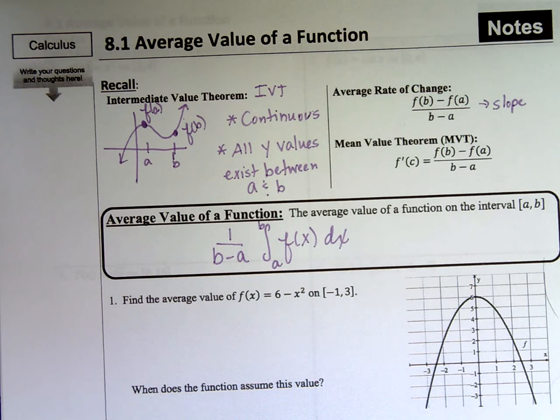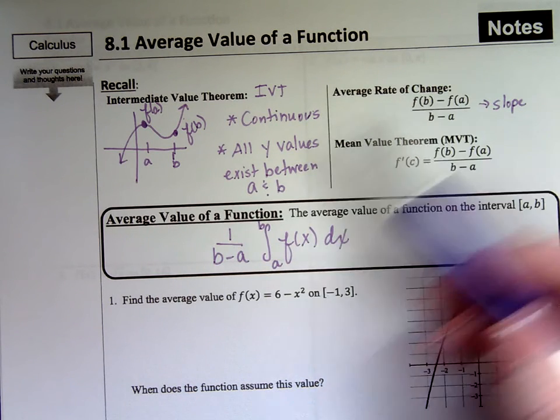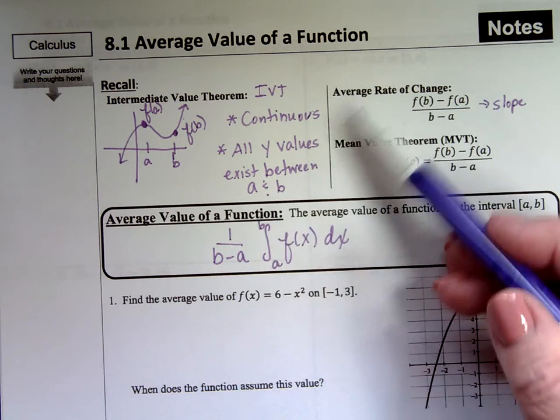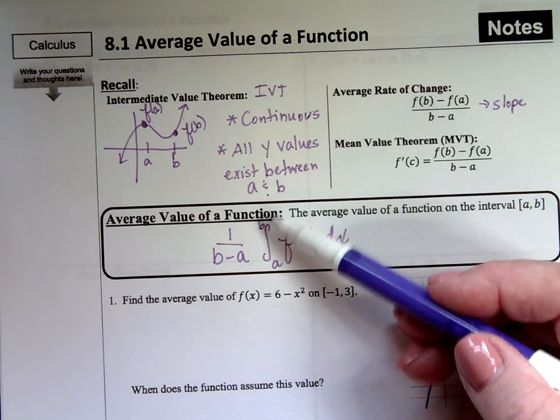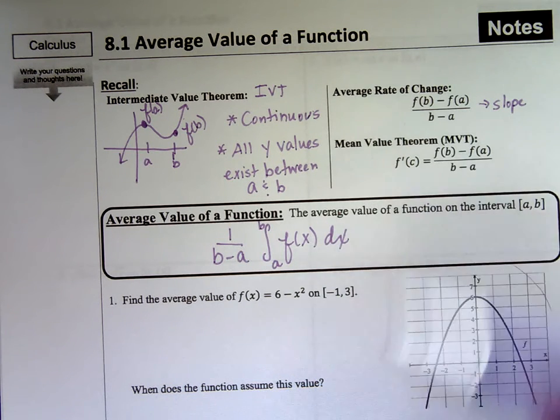Got to watch what they're asking for. The ones that typically get confused are the average rate of change versus the average value. Technically people confuse those two. And also the intermediate value theorem with the mean value theorem. So just be careful. I'm just reminding you to give you a heads up. So let's try some problems.